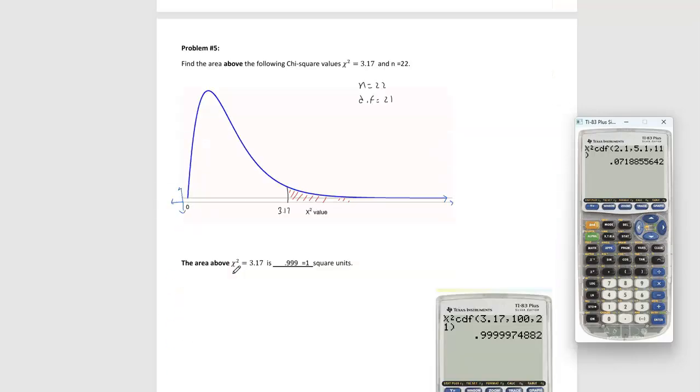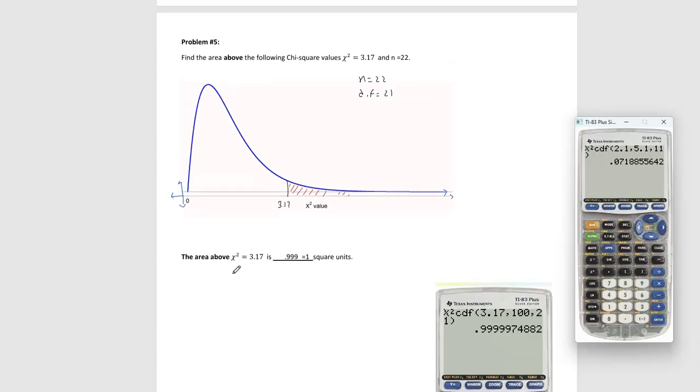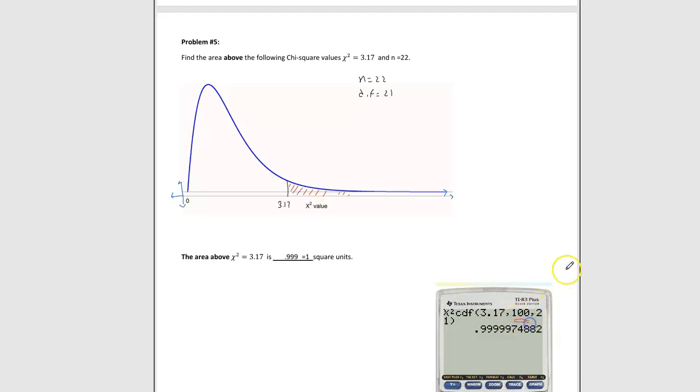Let's take a look at problem 5. Now, problem 5 deals with an unbounded problem because all they want is theoretically at 3.17, which is here, you're going to be using 21 for the degrees of freedom. But the calculator is going to ask a very large value. So that's why I typed in the calculator 100 or 1,000. And then in this case, obviously this is not to scale, but I'm getting 0.999 or approximately 1. So this area here is technically approximately 1.